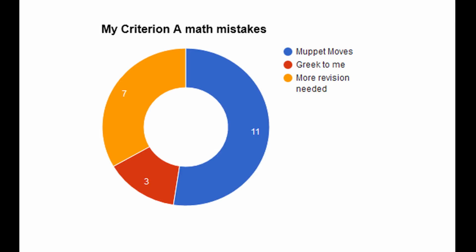3 was Greek to me, which means I didn't understand it at all, had no knowledge about it. And 7 needed more revision. I knew what to do, but I just wasn't fully prepared for that type of test.